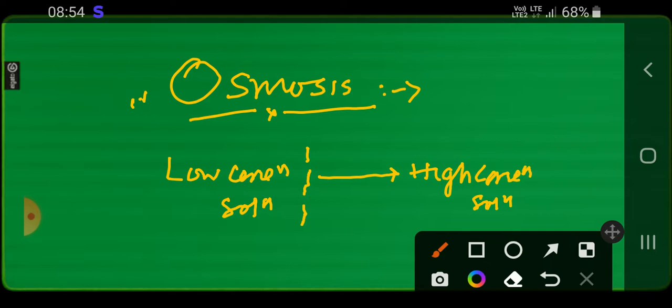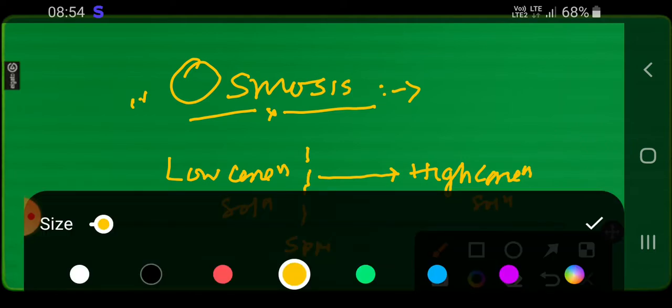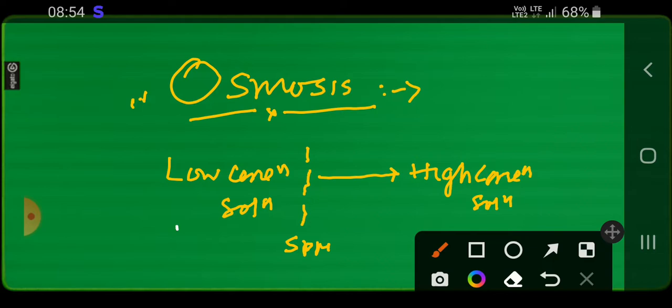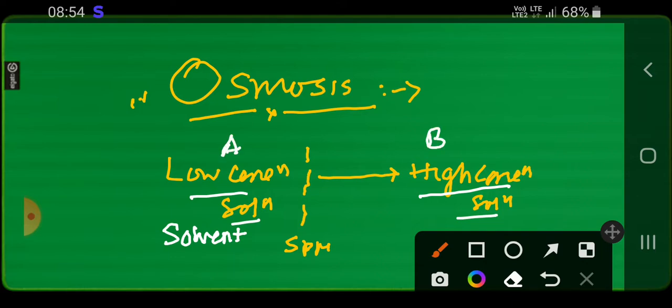The dotted line represents the SPM, and what is moving? Solvent molecules are moving from the low concentrated solution to the high concentrated solution. This is the process which is known as osmosis. Low concentrated solution is represented by A and high concentrated solution is represented by B. So I hope that this point is clear to all of you.